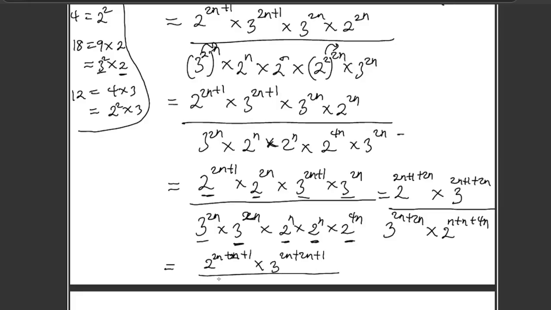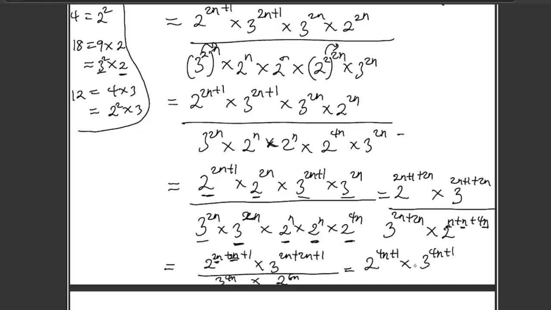Then over 3 raised to power, 2n plus 2n is 4n. Then times, you can simplify here also: 2 raised to power n plus n, 2n, plus 4n, 6n. So we have 6n here. As equals, we can now simplify the numerator also: 2 raised to power 2n plus 2n is 4n plus 1, times 3 raised to power 2n plus 2n plus 1, which is 4n plus 1.